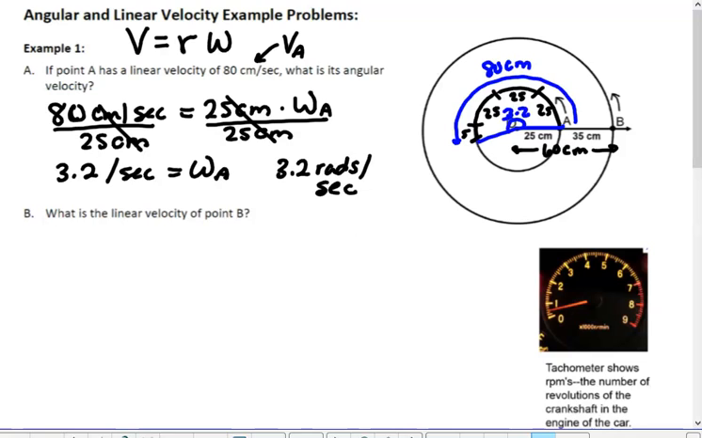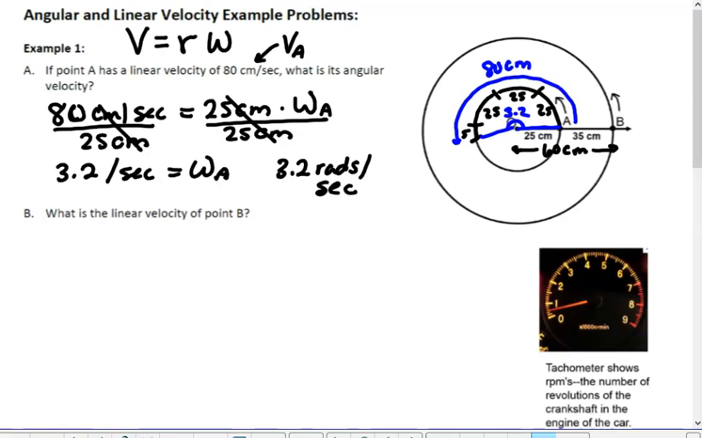It's hard to read there. Now, let's see if I can take that one off and there we go. That's a little easier to read.